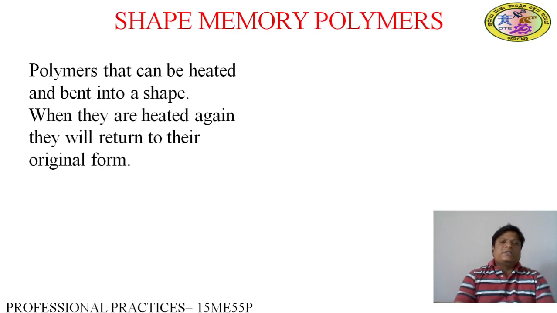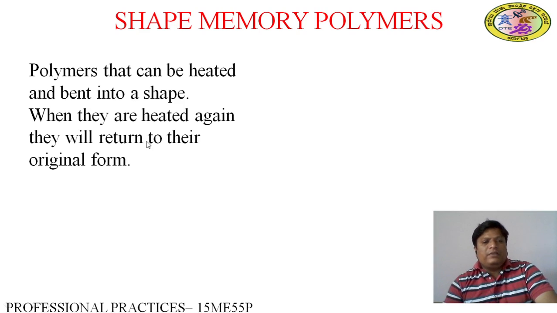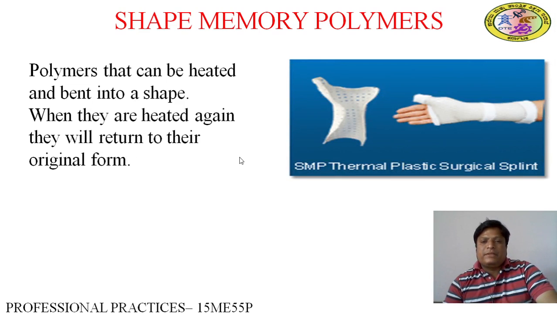The next topic is shape memory polymers. These are polymers that can be heated and bent into shape, and when they are heated again, they will return to their original form. Polymers are chains of chemical units, and they can be heated and bent into shape. When heated again, they return to their original form. See here, the thermoplastic surgical splint.